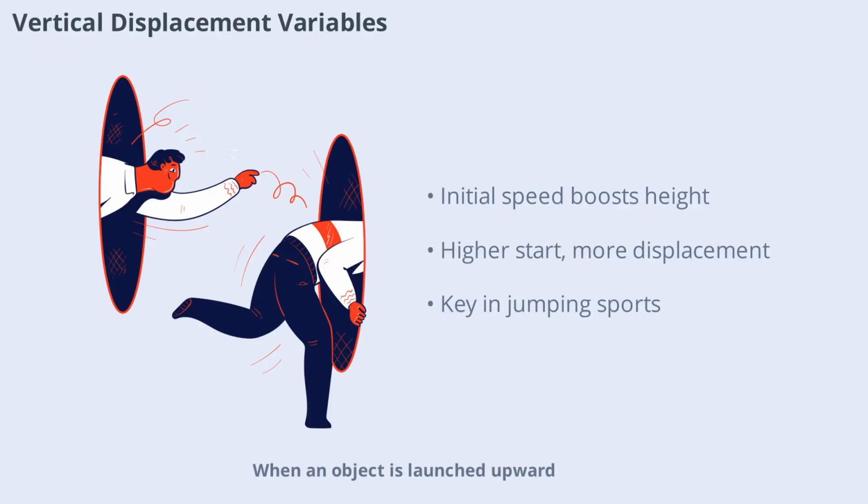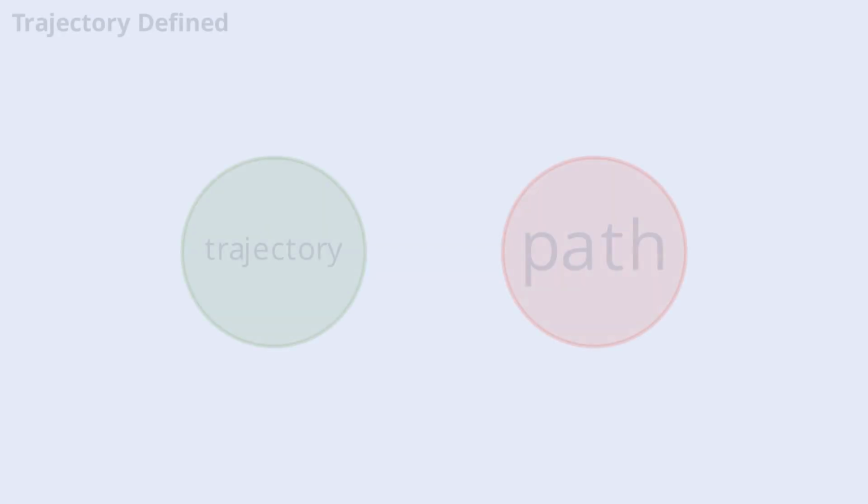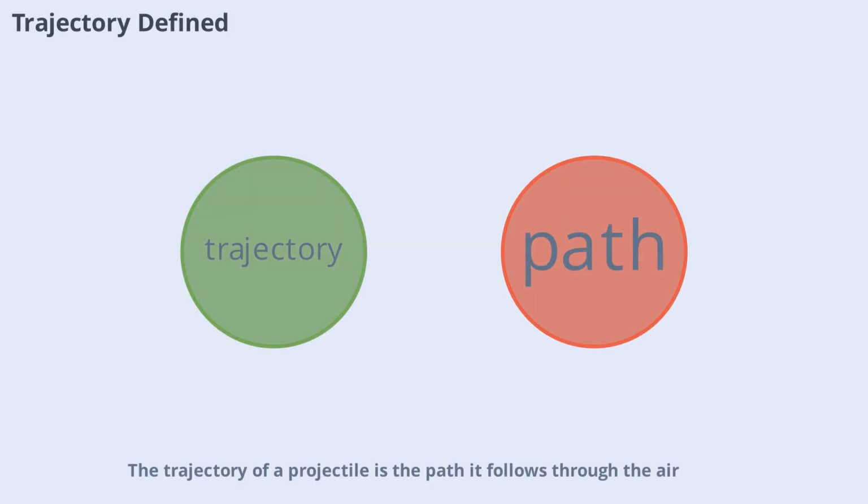When an object is launched upward, the higher the initial speed or the starting point, the greater the vertical distance it will cover before returning to the ground. This concept is especially important in activities like jumping or diving, where maximizing vertical movement is the goal. The trajectory of a projectile is the path it follows through the air. This path is shaped by the initial speed, projection angle, and the relative height from which it is launched.